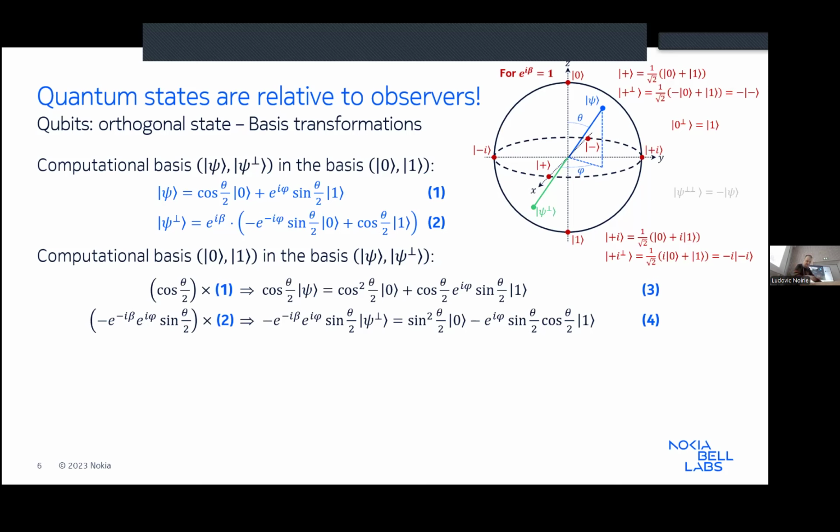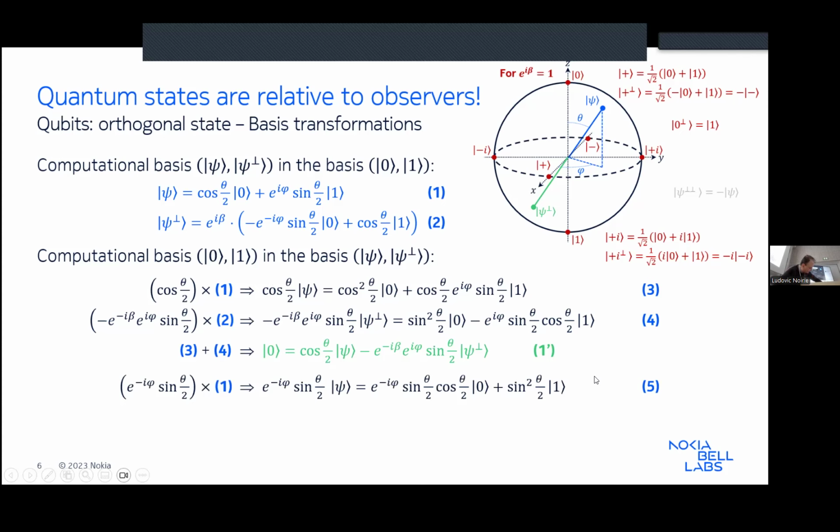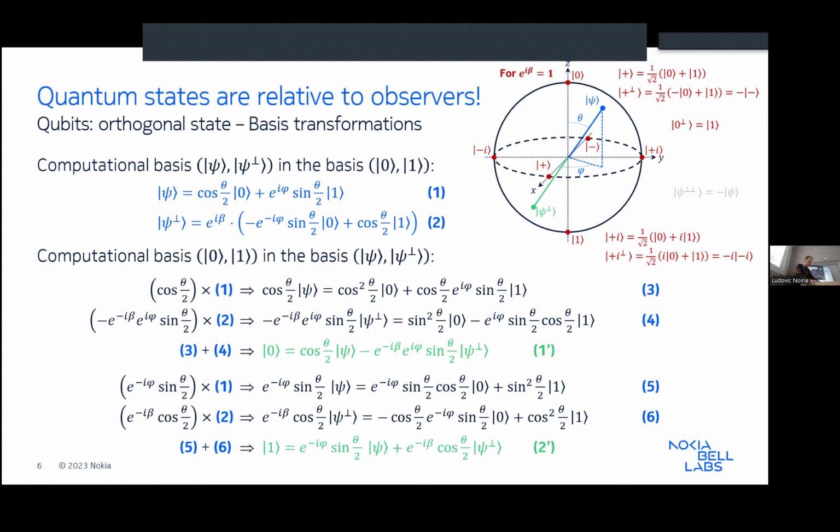So the choice of the equation has been done in such a way that this term and this term cancel. So you have cosine theta here, cosine square, and e^{i phi} sine here. And here, by multiplying by this, you obtain the opposite here. So the 1 will cancel. For the zero, you have cosine square plus sine square, so you have one. So by adding the two equations three and four, you obtain that zero is this expression, and this plus this with a sine minus here. And same to get one, in fact, but you need to use another multiplication factor and do the addition to get the expression of one in the psi, psi orthogonal basis. And this is important for the next part also. To get an important result, I needed to have the expression of basis 0 and 1 in the basis psi, psi orthogonal.